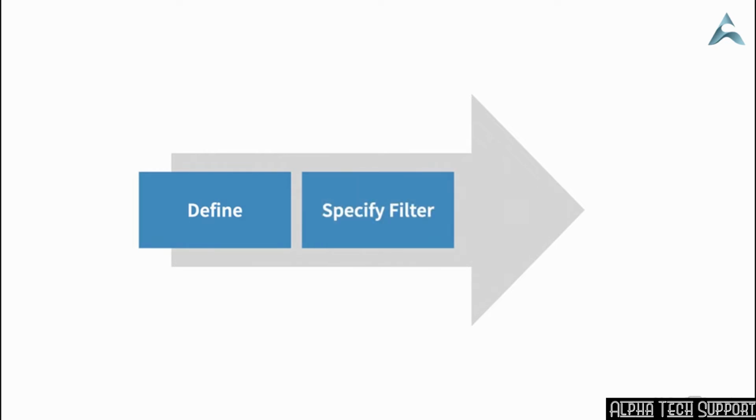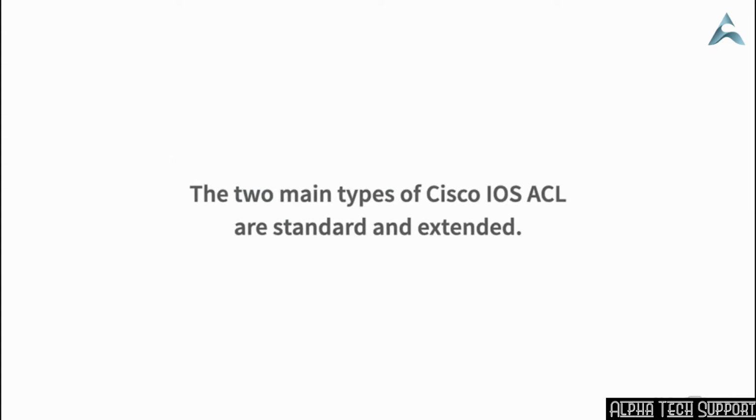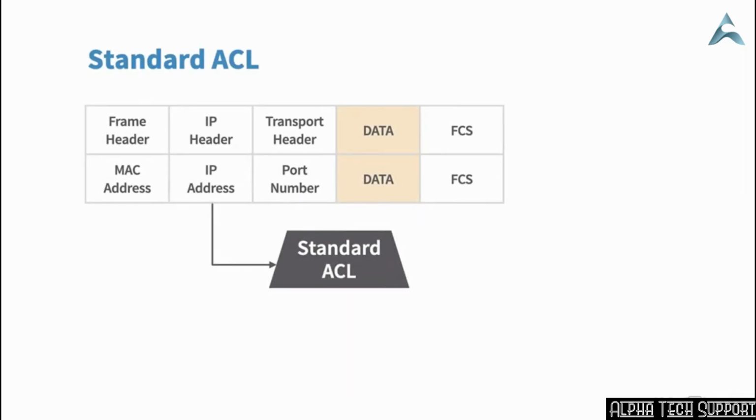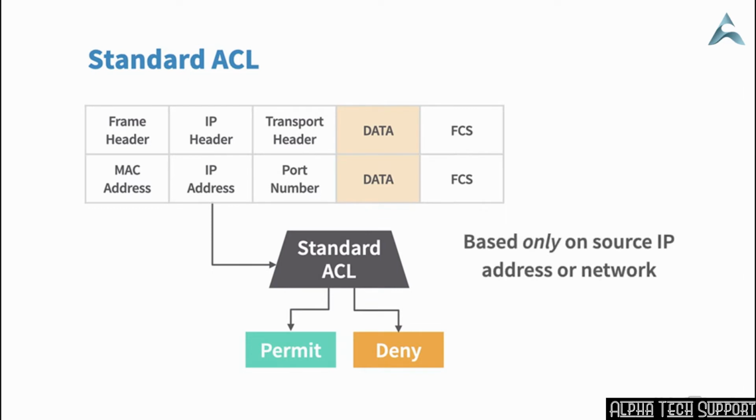To configure an access control list, you first define the access control list, specify the filter statements, and then apply the access control list to a specific interface. There are several types of access control lists. However, on a Cisco IOS, the two main types are standard and extended. First, we'll talk about standard access control list. Now, a standard access control list is a simple filter that is used when you want to permit or deny traffic from a specific IP address or a specific source network.